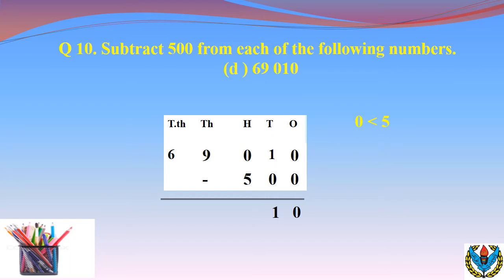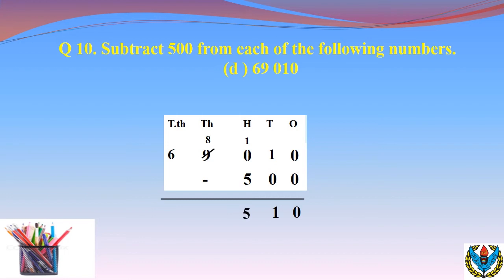Since 0 is less than 5, we cannot subtract 5 from 0, and for this we will borrow from the next column, that is thousands column. Now the digit 9 in thousands column becomes 8 and the digit in hundreds column becomes 10. Now 10 minus 5 is equal to 5 and the answer will be written in hundreds column.